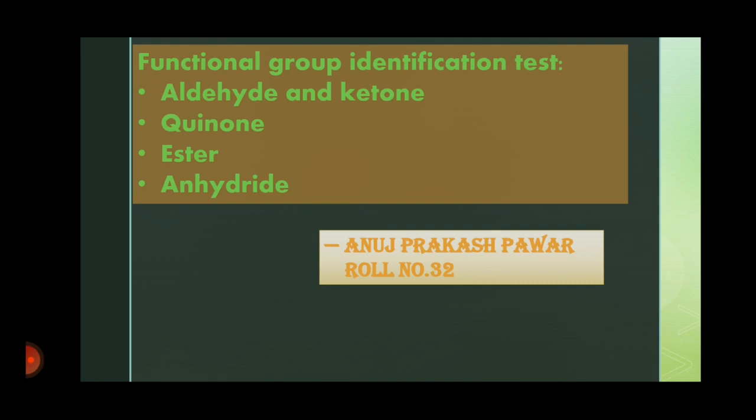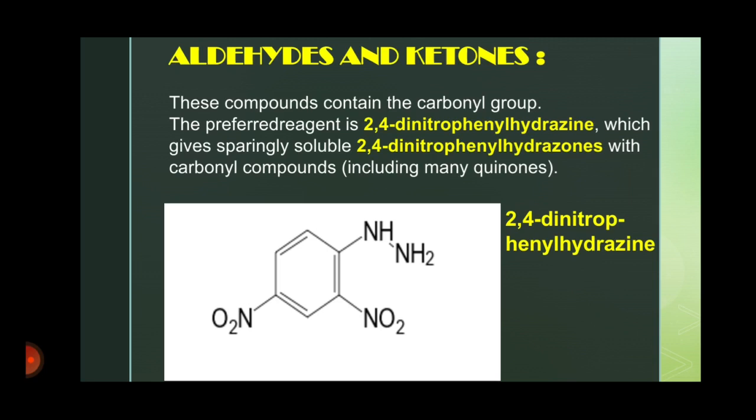Let's see first aldehyde and ketone. Aldehyde and ketone have a common functional group, the carbonyl group, as we know. So for identification of the carbonyl group, we use the 2,4-dinitrophenyl hydrazine test. So how will the test be performed? Aldehyde or ketone reacts with 2,4-DNP to form a crystalline precipitate of 2,4-dinitrophenyl hydrazone.